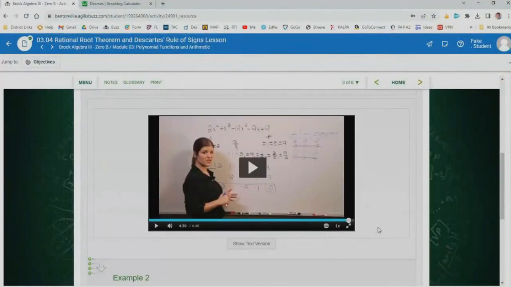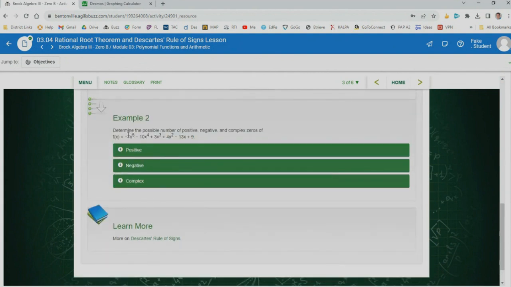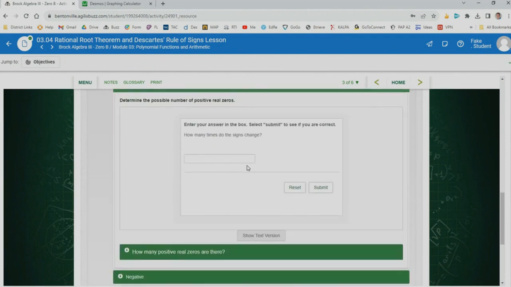So let's see. All right. And she put her little charts up here, figuring all that out as well. Okay, here's another example. Oh, this is negative 7x to the 5th. And it walks through all the same stuff. How many times does the sign change?